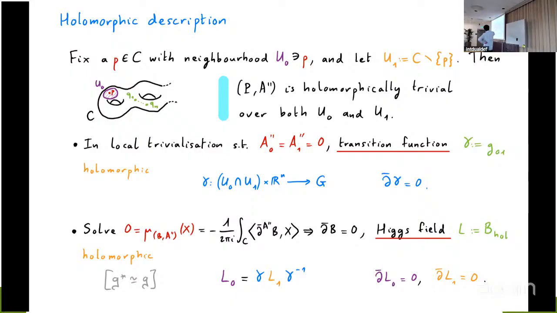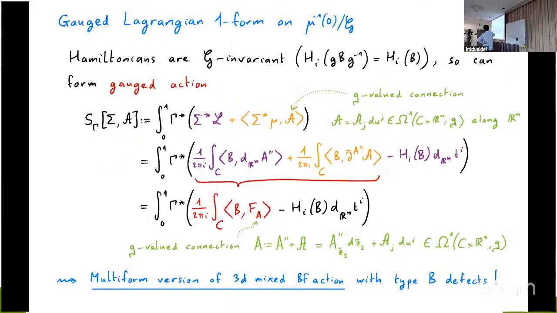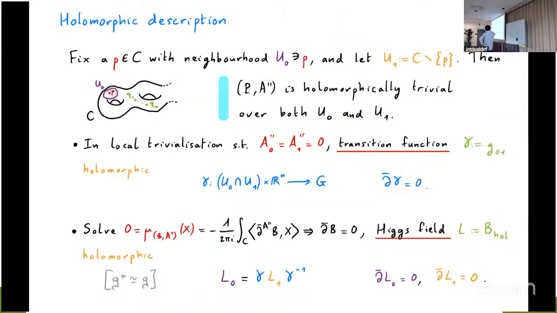In such a local trivialization, where the representatives of A double prime are 0 on both patches, the transition functions, as I showed you before, become holomorphic, and I call it gamma. The new thing here is that these are holomorphic functions along the curve, but they also depend on Rn. There's an extra Rn dependence that came in because everything is infinite dimensional. The Lie algebra was really functions from C to G, and this Rn dependence came in through the gauging procedure. But they're holomorphic along the curve, so del bar of gamma is 0.